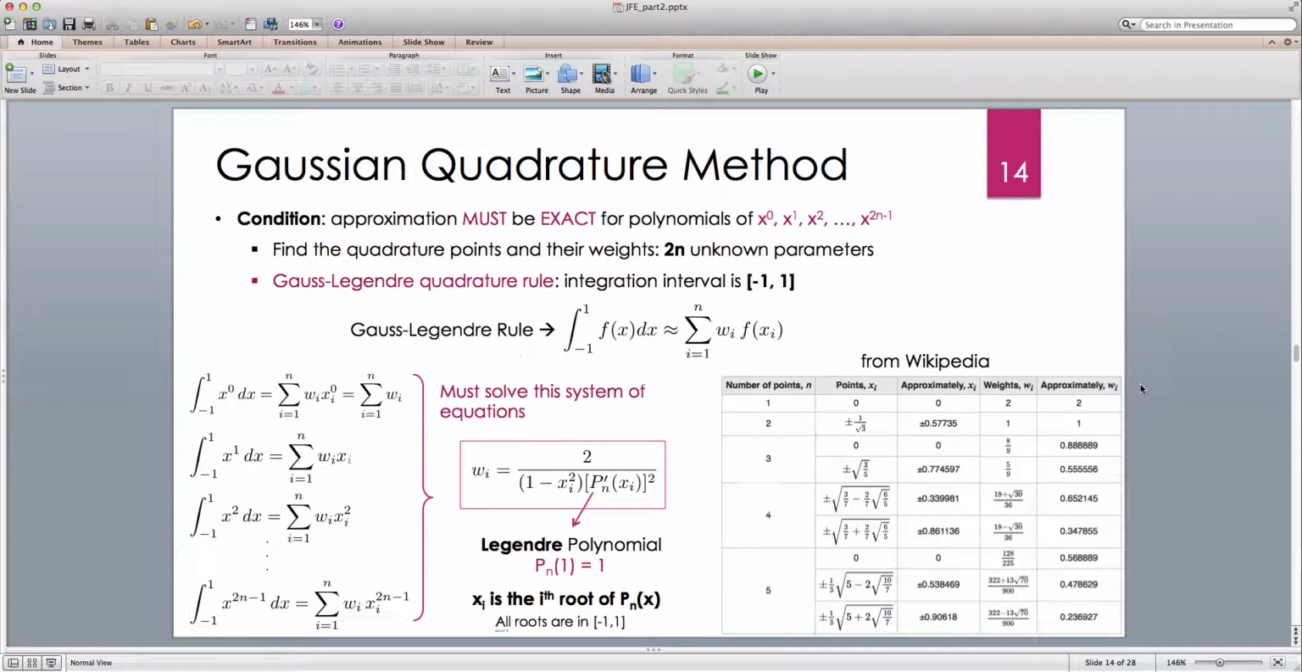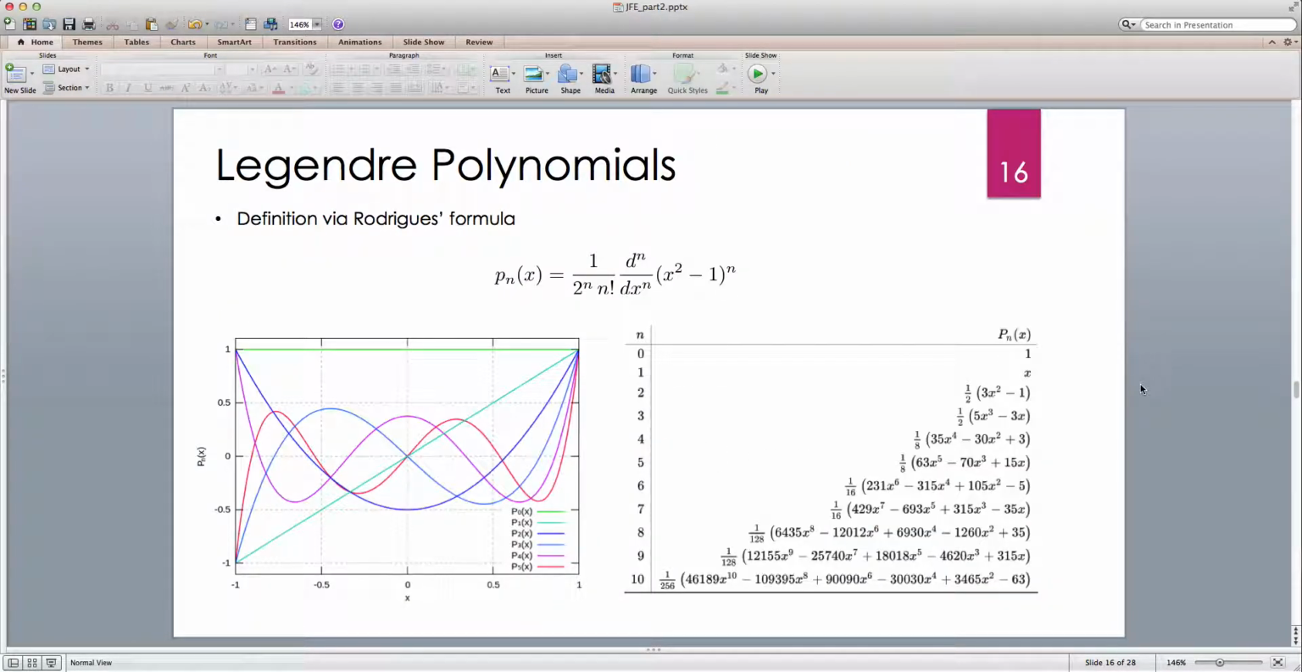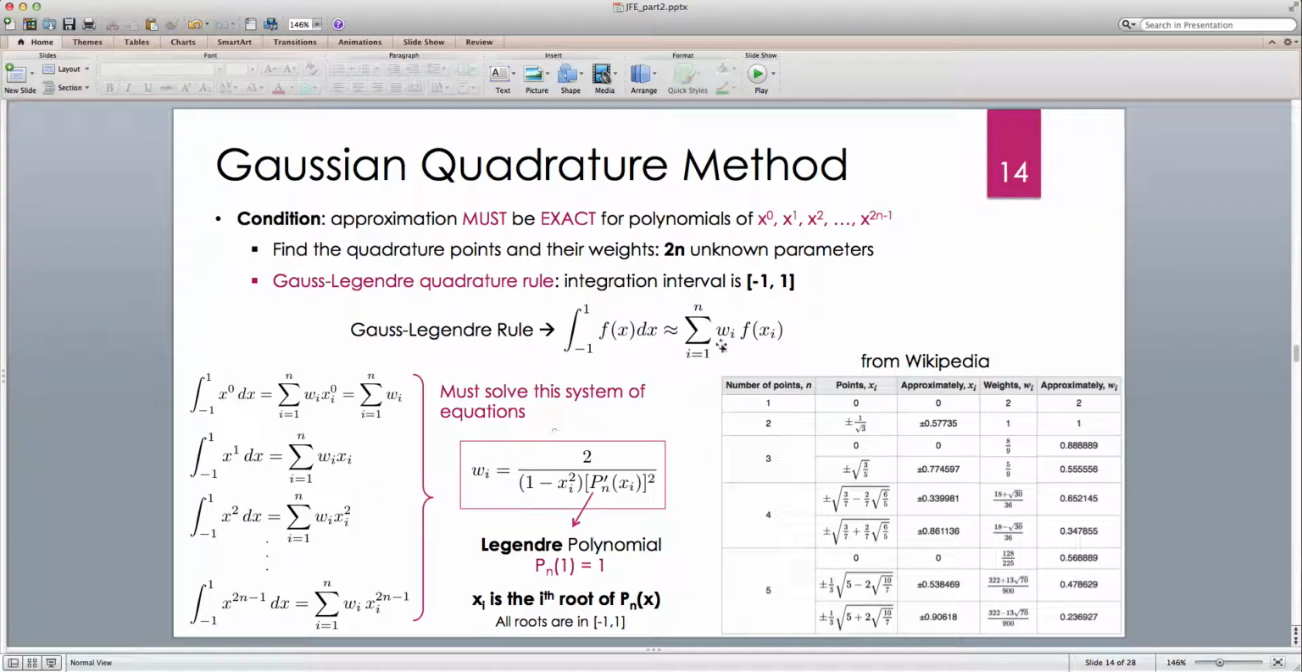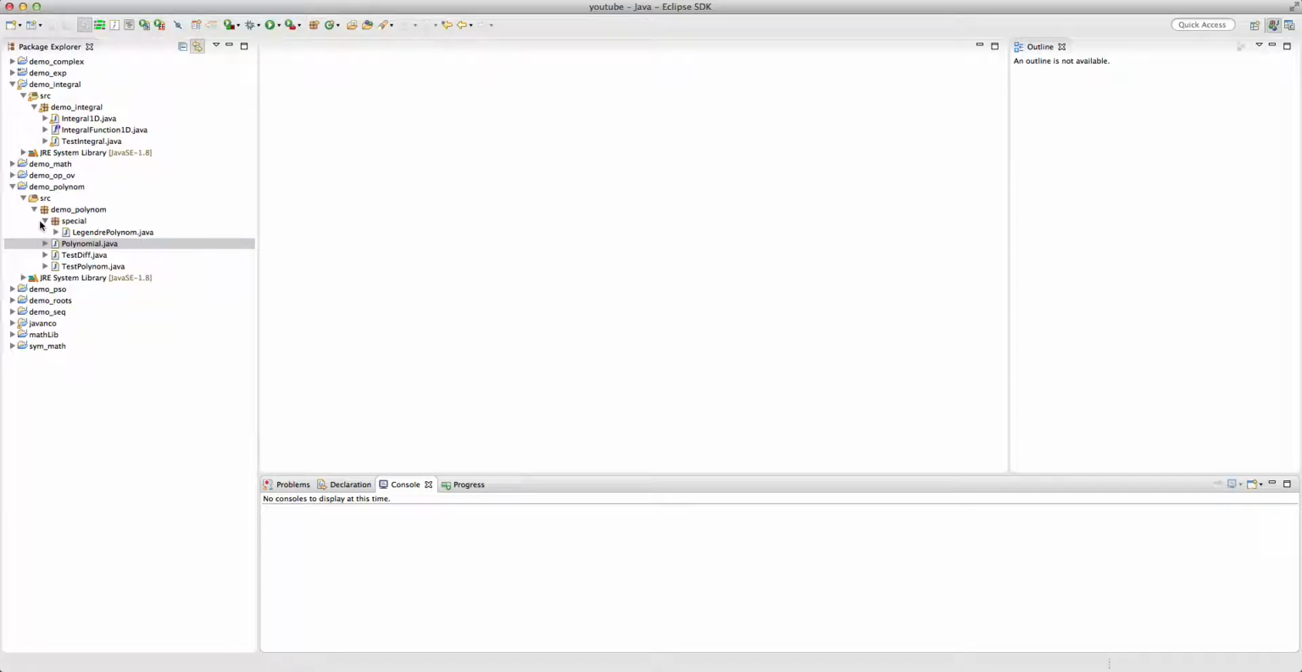Now, we also implemented these two methods, the Bonnet's recursion formula and Rodriguez formula, by extending our polynomial class to be able to take the nth derivative, and also to raise a polynomial to some power. Now what we are going to do is implement the general Gauss-Legendre quadrature with n points. So we should be able to find the roots of the Legendre polynomial and also the weights. So let's head to Eclipse.